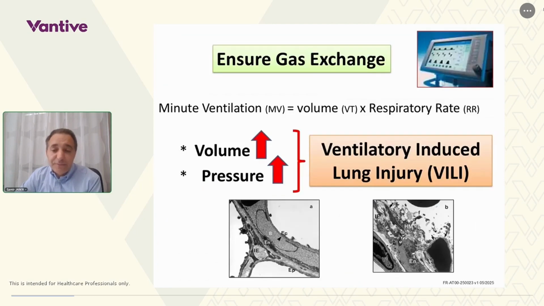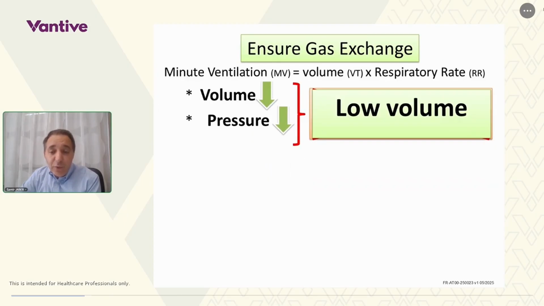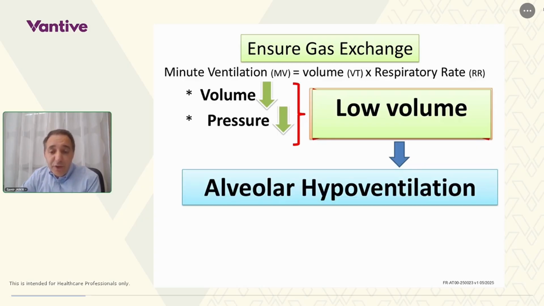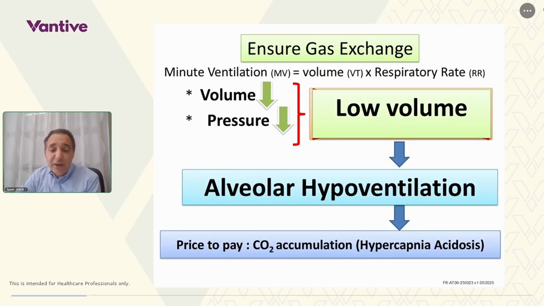of arterial blood gases. So how to ensure gas exchange is through minute ventilation, as you know, the tidal volume multiplied by the respiratory rate. So to avoid acidosis and hypercapnia, we should increase the minute ventilation by increasing the volume, leading to increased pressure and ventilator-induced lung injury, the VILI. So to avoid this, we should decrease the volume and decrease the pressure. When decreasing the volume and the pressure, you have alveolar hypoventilation, and the price to pay is CO2 accumulation. That means hypercapnic acidosis.